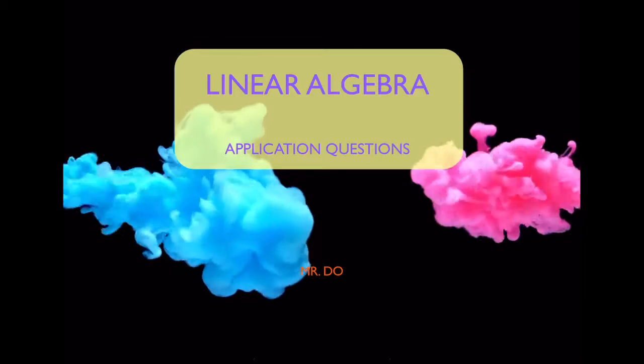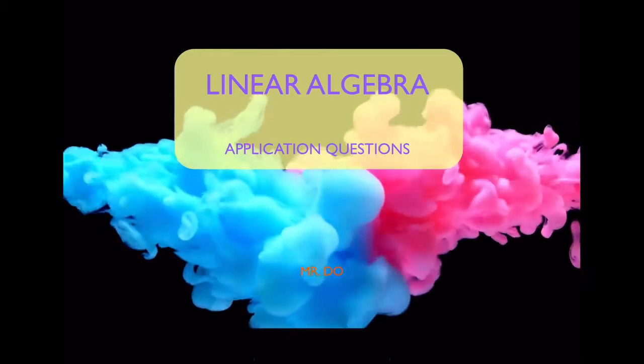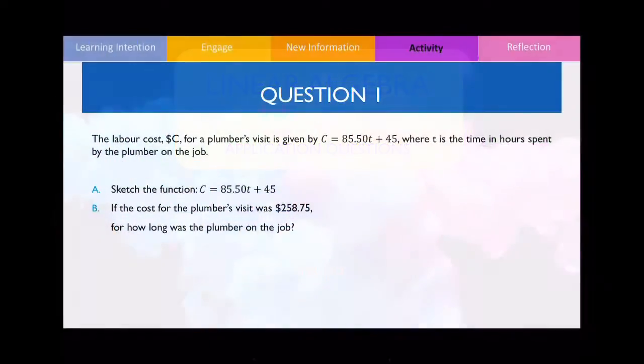In today's lesson, we're going to be going over application questions related to linear algebra. The first question reads: the labor cost $C for a plumber's visit is given by the equation C = 85.50T + 45, where T is the time in hours spent by the plumber on the job. Part A wants you to sketch the function, just meaning the equation shown above.